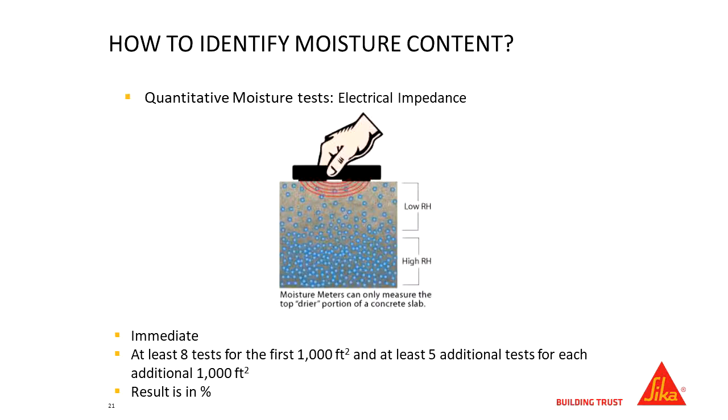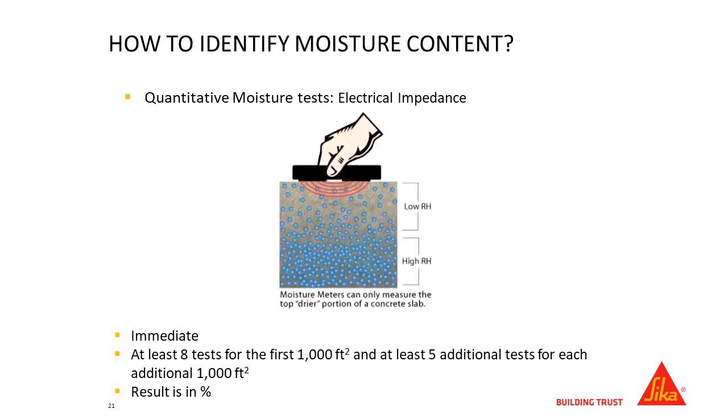Next, you have the electrical impedance test. This would be like a Tramex, where you place this product over top of your slab. You press down, and that sort of initiates the test where the electrodes are coming in contact with the slab, and you get an immediate result. So you don't have to wait 72 or 60 hours. You get an immediate result in percentage, and it'll tell you roughly the moisture that's being emitted from the slab.